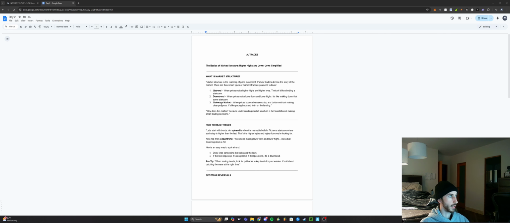And the third one we got is the sideways market or consolidation profile. This is when price bounces between a top and a bottom, or it doesn't necessarily need to be a top or a high or a low. It can bounce between whatever, not making any clear progress in terms of efficient price movement, and it's just kind of pacing back and forth.